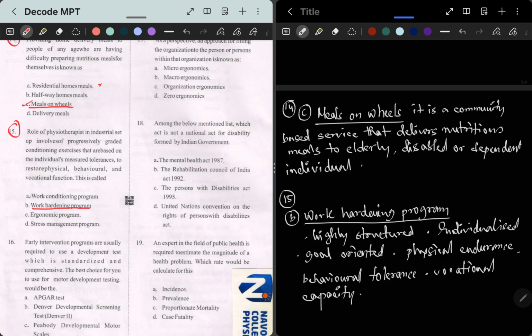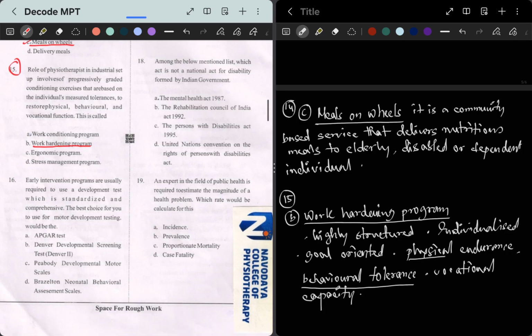So that's why the role of physiotherapist in industrial set up involves progressive graded conditioning exercise that are based on the individual measured tolerance, to restore physical, behavioral and vocational function. That is the work hardening program.